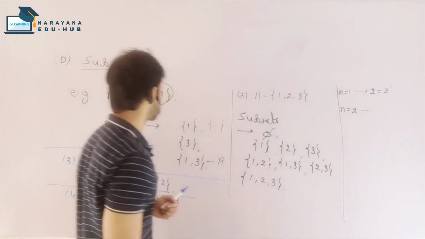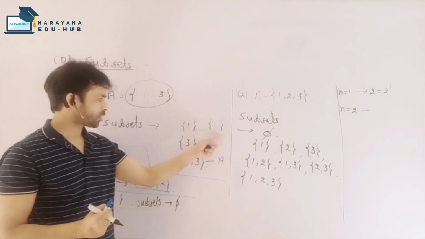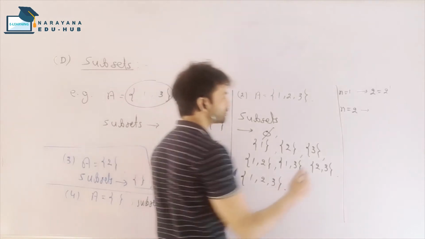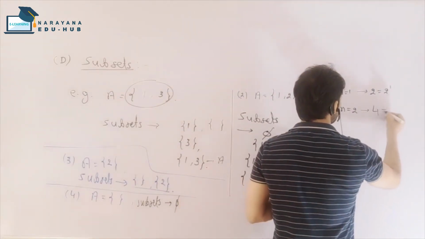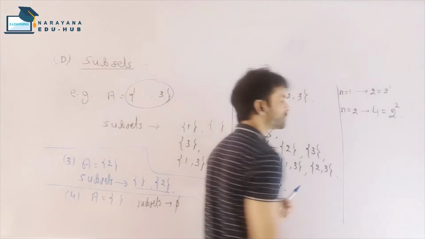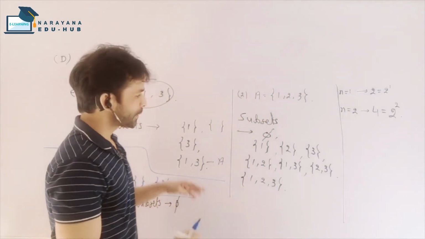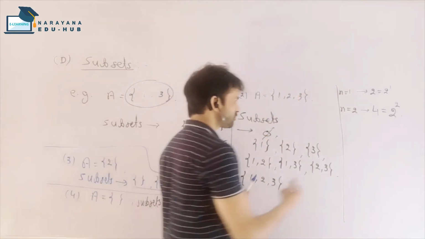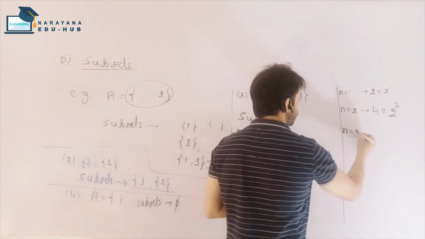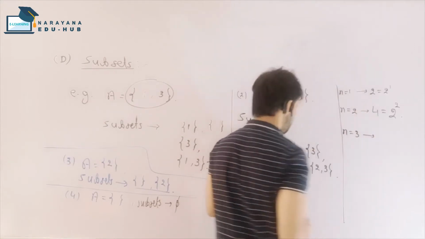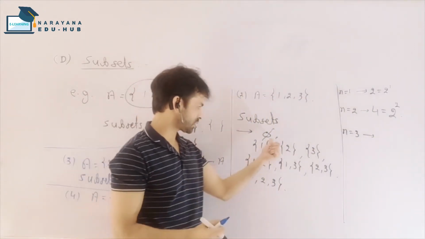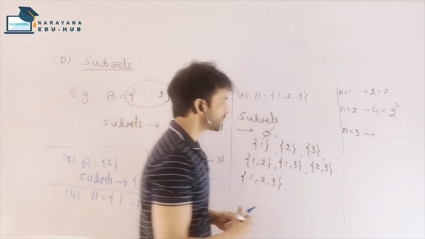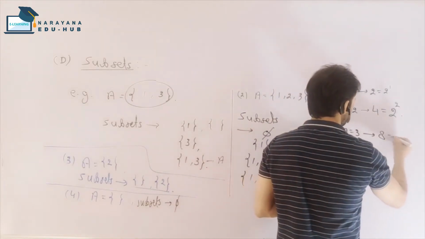Then subsets, how many? 1, 2, 3, 4. That's 4, which means 2 to the power 2. Right? When we had 3 elements, the number of elements is 3, then how many subsets? Here we can count: 1, 2, 3, 4, 5, 6, 7, 8. That's 8, which is 2 to the power 3.